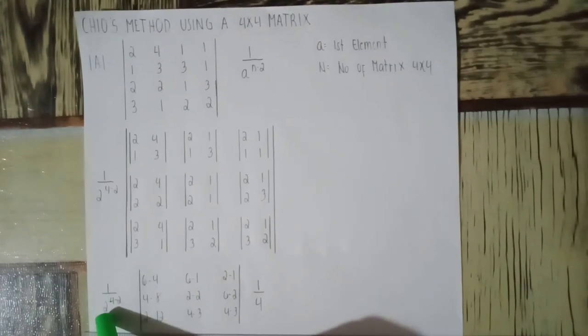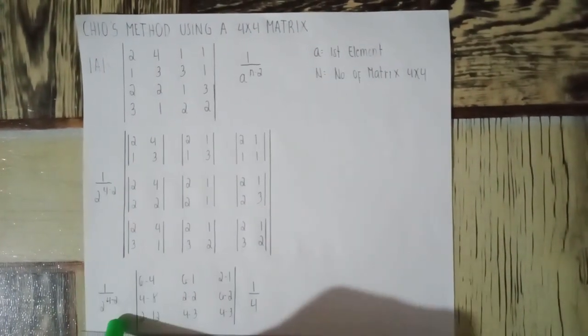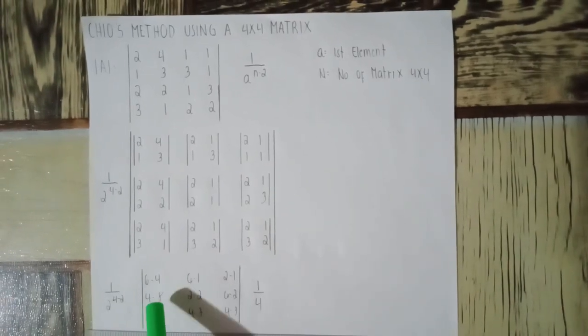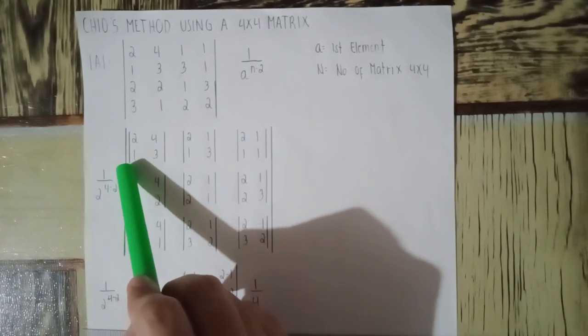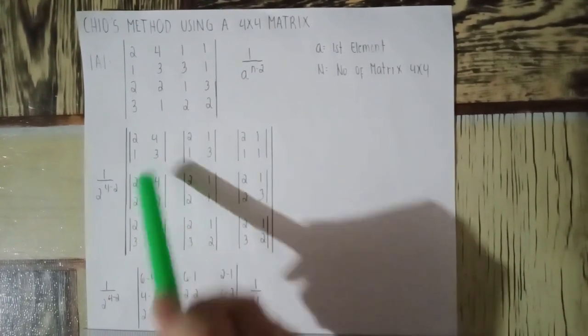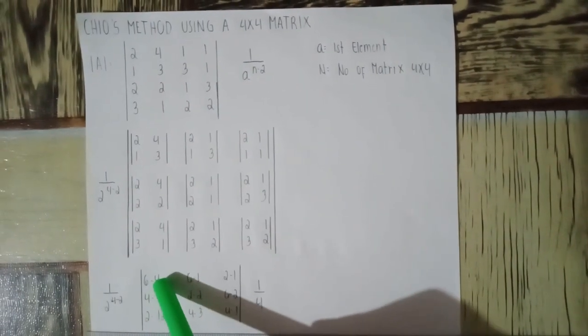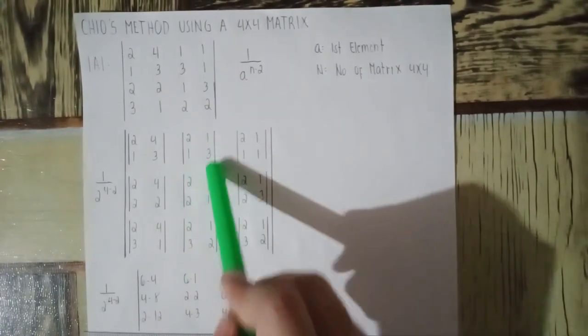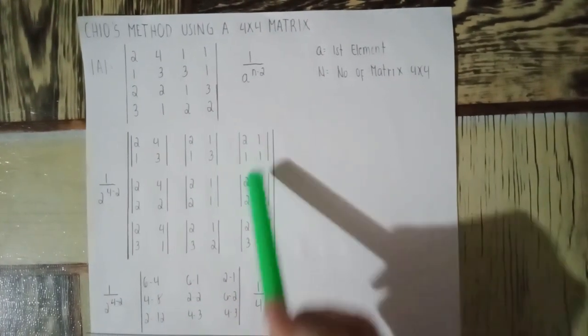Next is 1 over 2 raised to 4 minus 2. You copy the constant formula. Next is 6 minus 4. You use cross multiplication. 2 times 3 is 6 minus 1 times 4 is 4. Next is 2 times 3 is 6, 1 times 1 is 1, 2 times 1 is 2, 1 times 1 is 1.